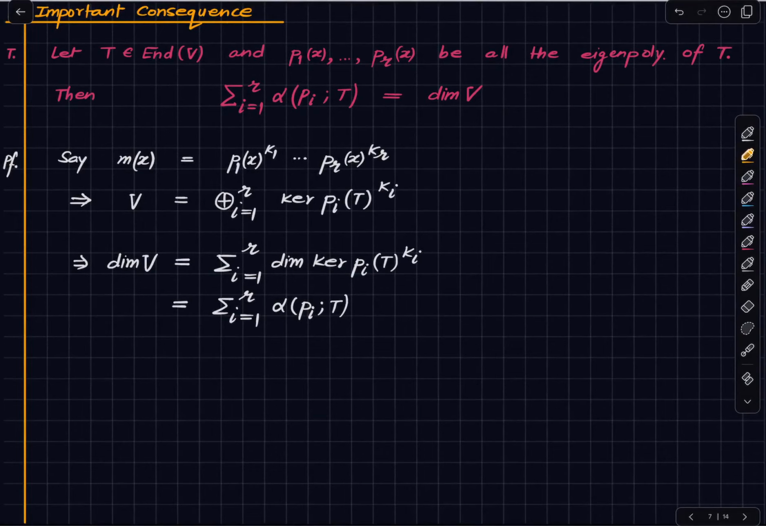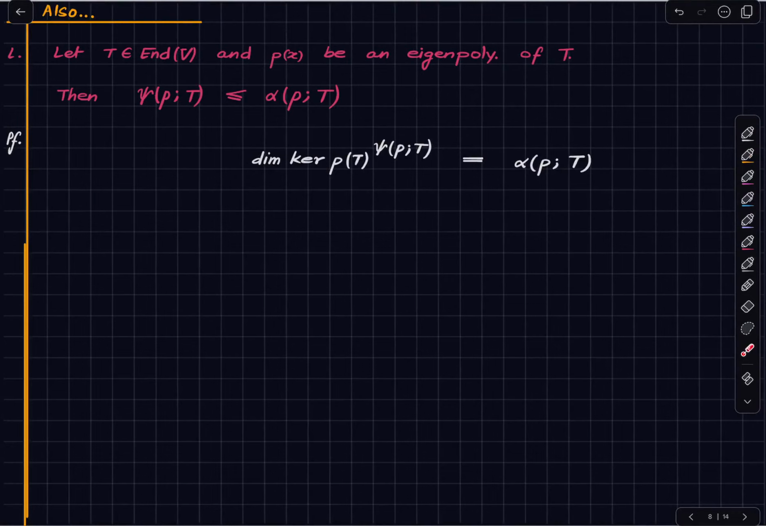And before we finish, I just want to say one more thing. So again, fix an endomorphism T on V and Px be an eigen polynomial of T. Then the saturation exponent is at most the algebraic multiplicity. We will strengthen this later somewhere in some future lecture, but as of now, we can see this. Why is that? Again, by definition, we have this. And note this containment.